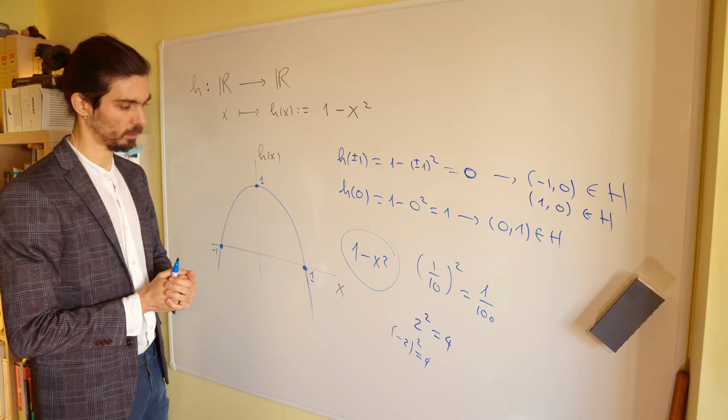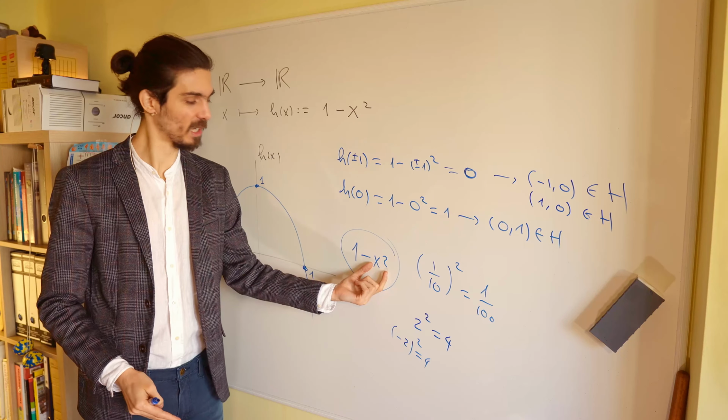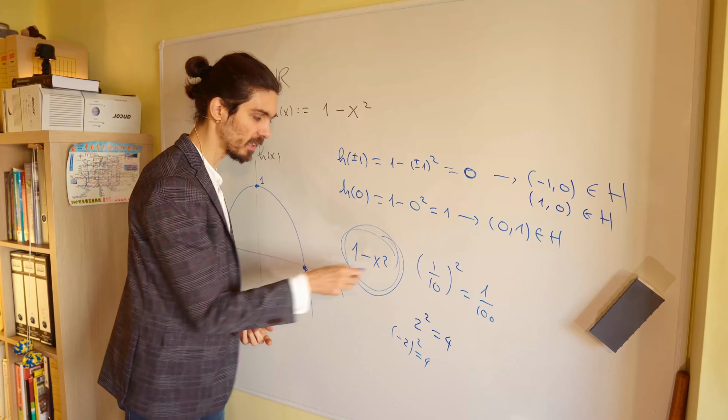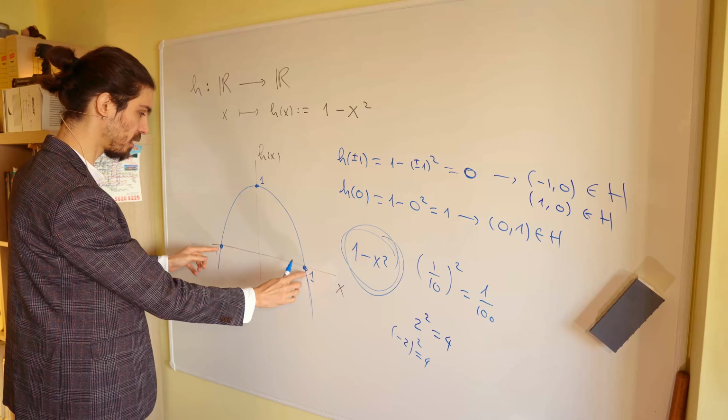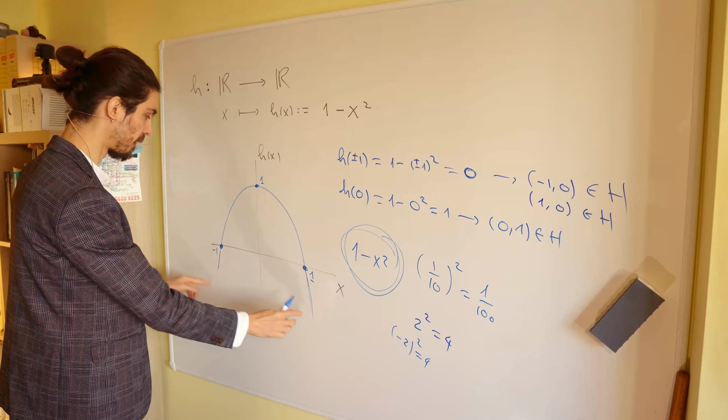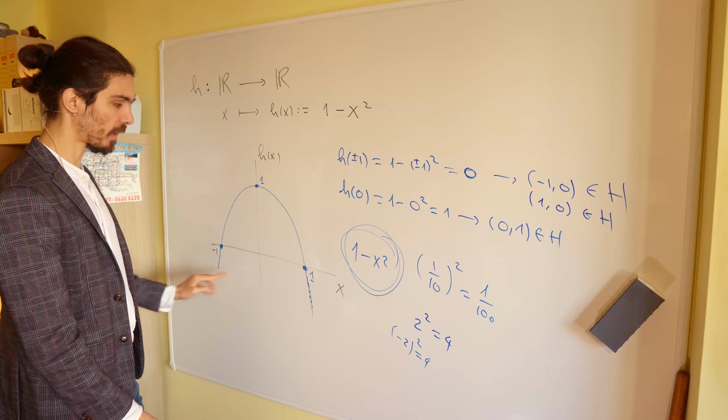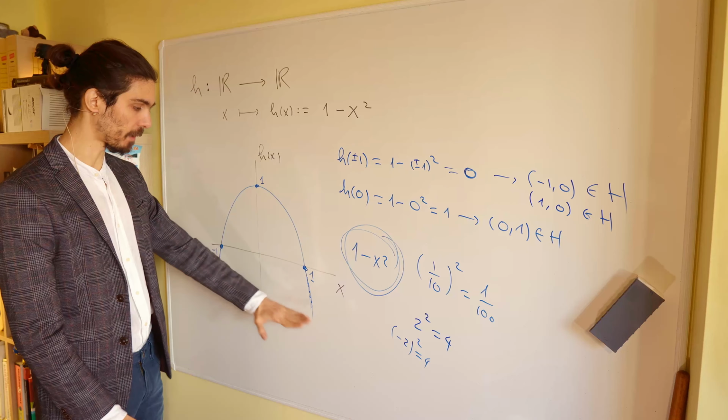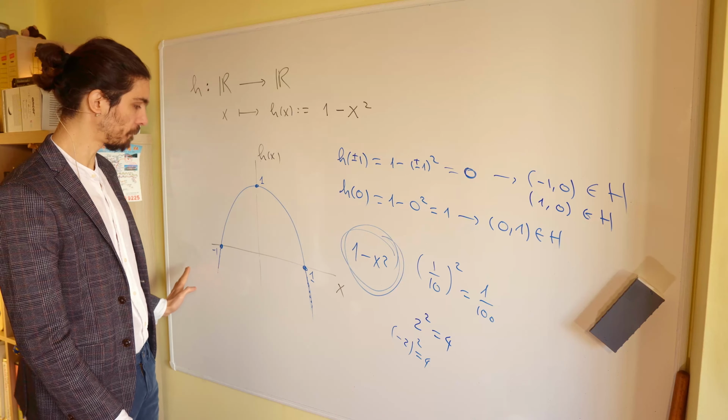So all x's that are after 1 or below minus 1 make x squared a number larger than 1. And so we are subtracting from 1 a number which is larger than 1. So as a consequence, this thing here now is negative, just like you see here. All the y's of these points are below the horizontal axis. They are negative. Can you see?